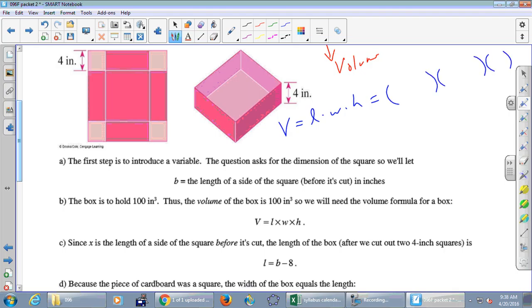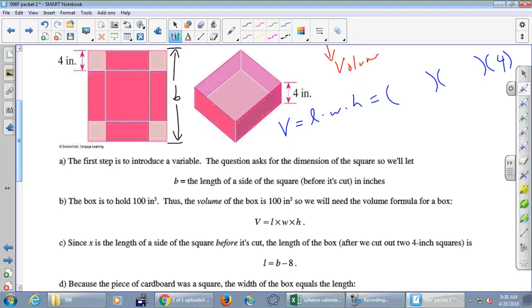What's the height of that box? It's the 4 inches, right? The 4 that we folded up, right? We cut out a 4 and then we folded it up. So everybody buy, it's got to be 4 inches is the height. Now the length and the width, well, they depend on the original size of the square. So let's think about this. Originally, we had B representing the whole side, right?